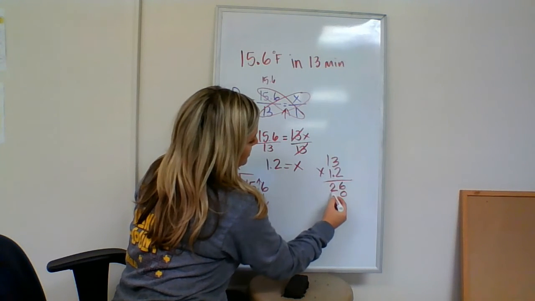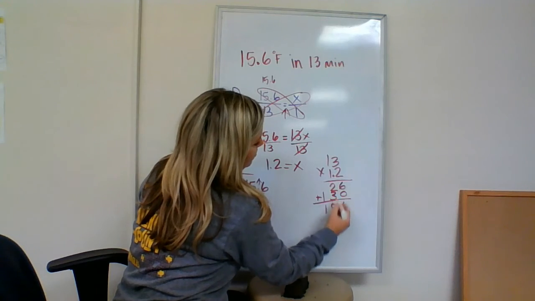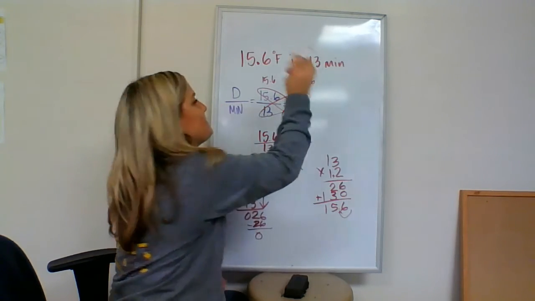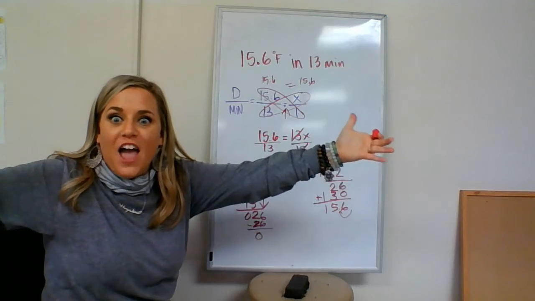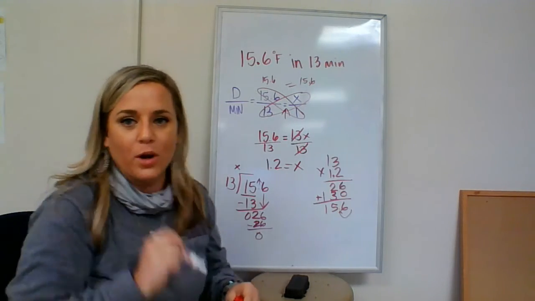3 times 1 is 3. 1 times 1 is 1. And we have 6, 5, 1. We got 1 decimal place. So we got 15.6. Bam, Gina, they are equal. We did it right. One more example.